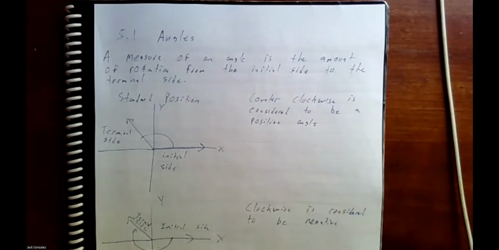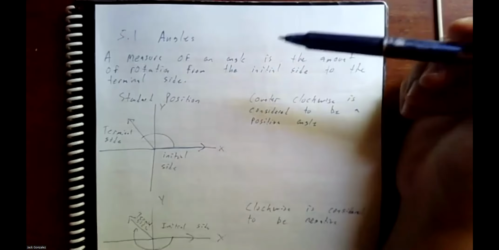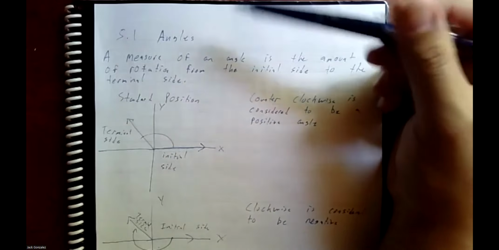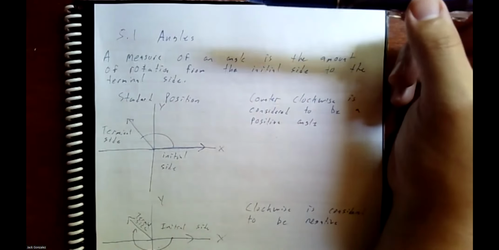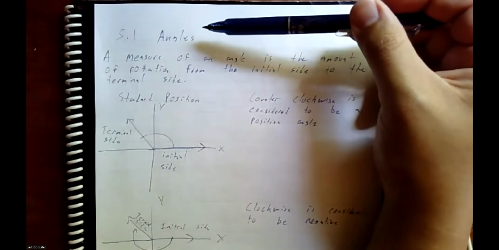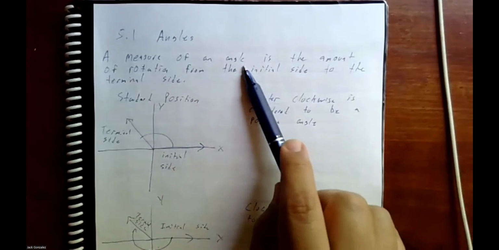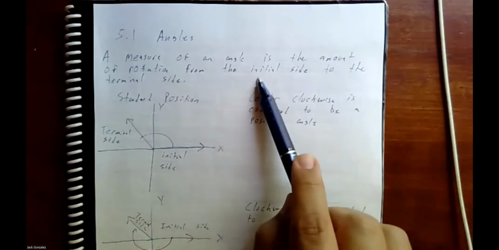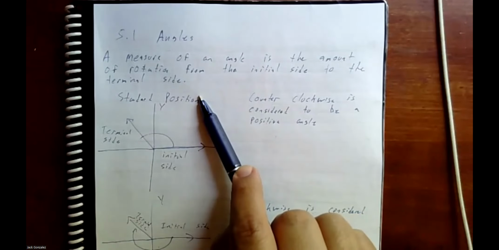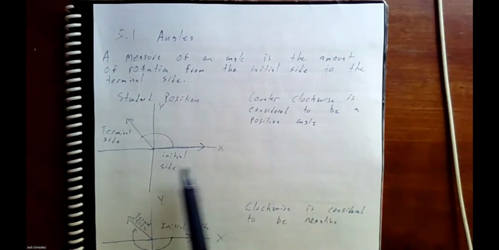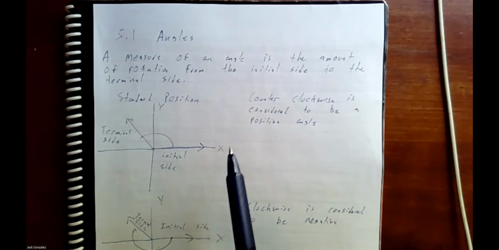So, 5.1 angles. The homework problems are pretty straightforward. So let's go with a quick definition. What is an angle? A measure of an angle is the amount of rotation from the initial side to the terminal side. And we're going to measure that in degrees for now, and then we'll move on to conversions.